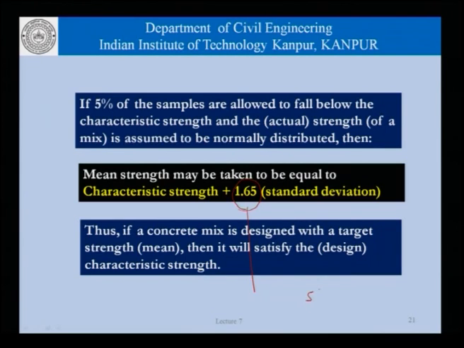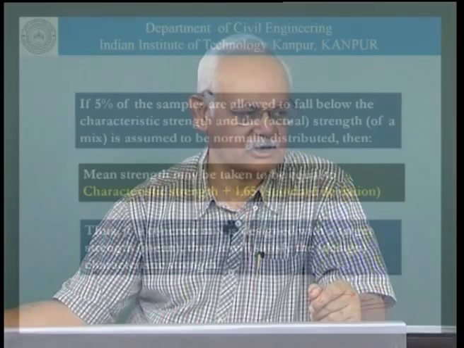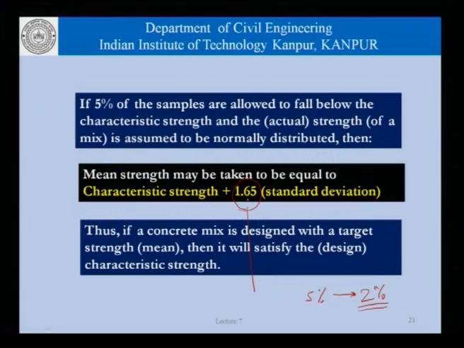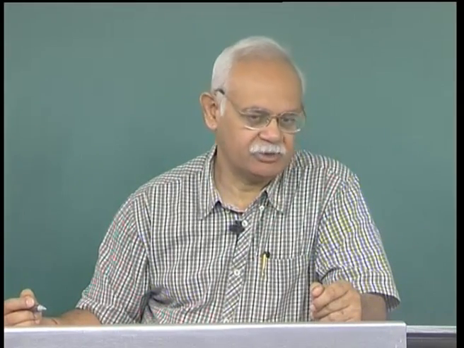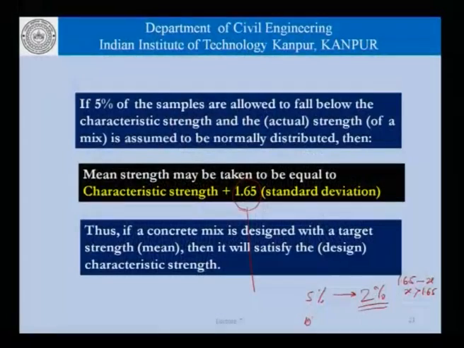If that value of 5% was to be reduced to 2%, that is, we have a structure being constructed where we do not want more than 2% of the specimens tested to be below the characteristic strength, what will happen to this factor? 1.65 will become some x which is larger than 1.65. Similarly, if we have a structure where we allow, for whatever reason, more than 5%, say 10%, to fall below the characteristic strength, then x will become less than 1.65.